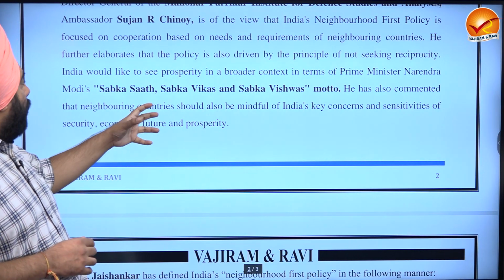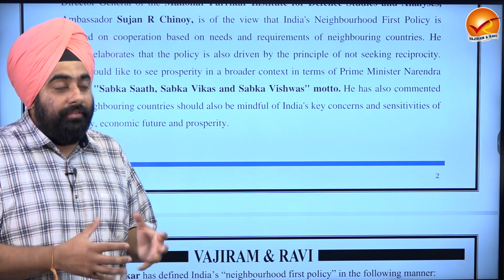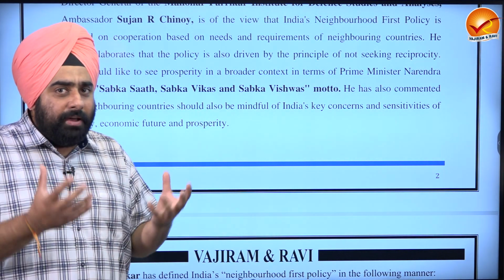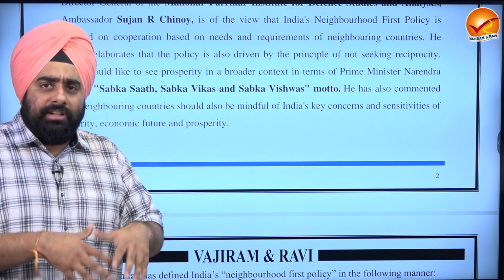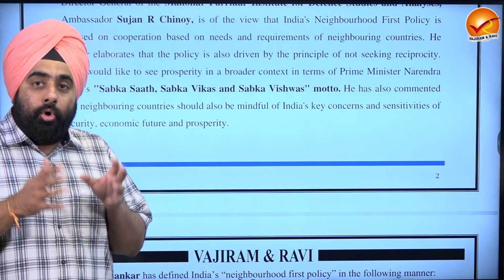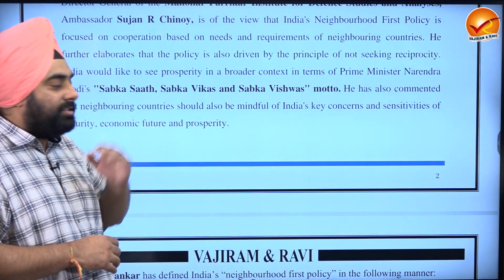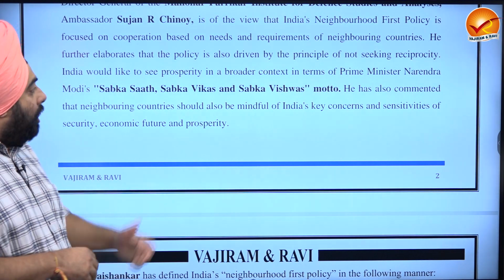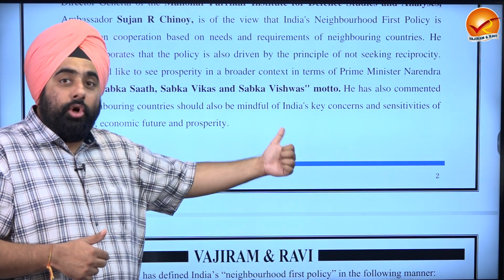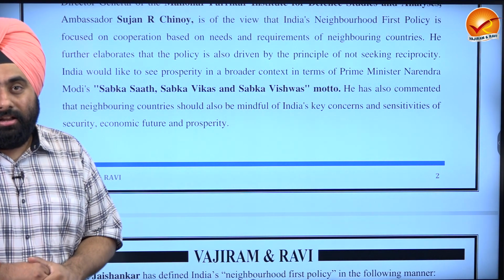India is bound to prosper if there is prosperity in South Asia. If there is prosperity in our immediate neighboring countries, in this region, that's good for the entire region, including India. And therefore, India's neighborhood first policy follows the motto of Prime Minister Modi, which is Sabka Saath, Sabka Vikas and Sabka Vishwas. And Mr. Chinoy also says that the neighboring countries should be mindful of and sensitive about India's key security concerns.